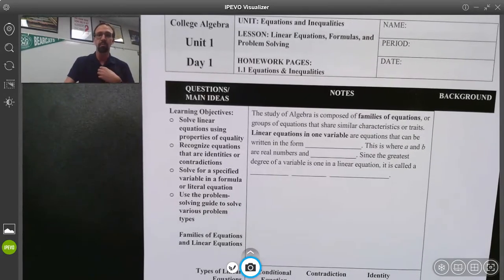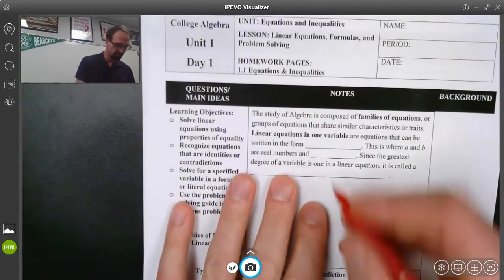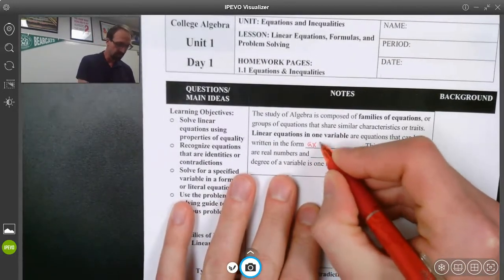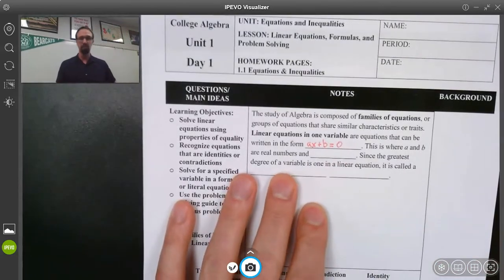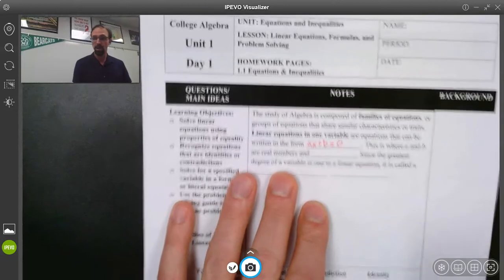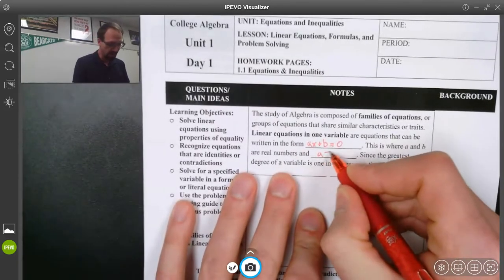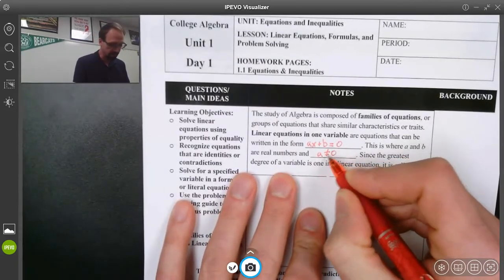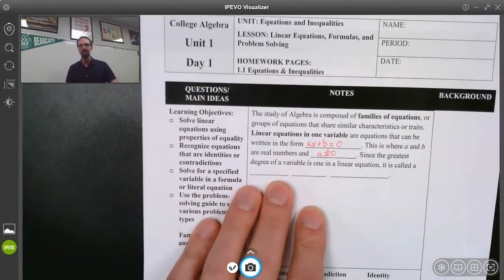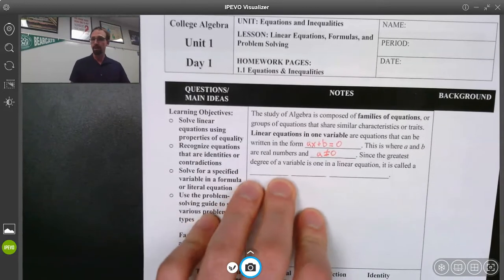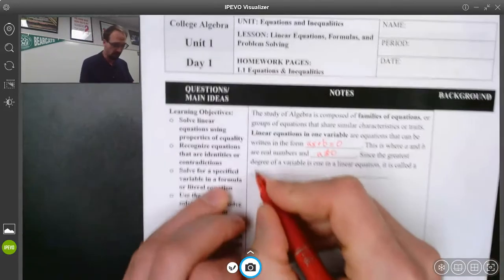Linear equations in one variable are equations that can be written in the form ax plus b equals 0. This is the case where a and b are real numbers, and a cannot equal 0, because if a is equal to 0, then we don't have a linear equation anymore, we have a constant. Since the greatest degree of a variable is 1 in a linear equation, it is called a first-order equation.